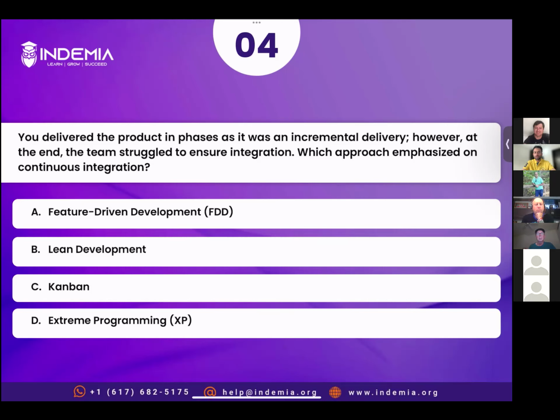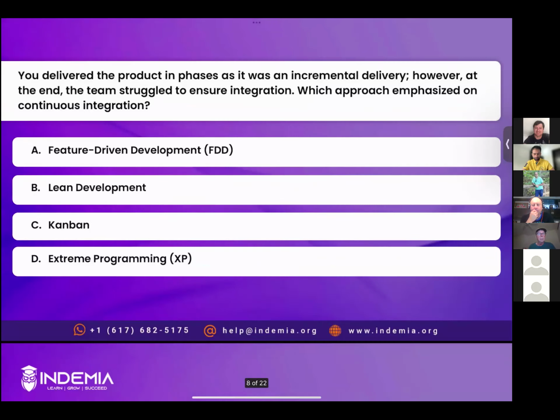Kanban is a work visualization tool. It has nothing to do with integration. It's just a work visualization or work management tool, like you have 3 columns: to do, doing, and done. Lean development is entirely different, right? Lean is more about minimizing waste from the processes. So the correct answer is option D. Let's read the explanation.